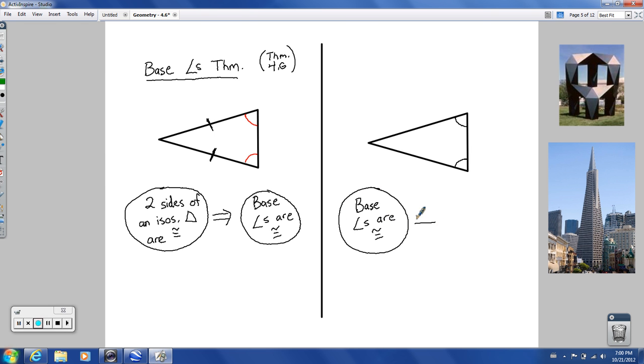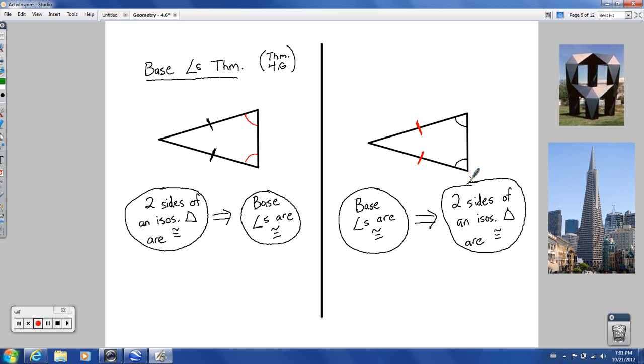Do you think that implies this other part, the two sides of an isosceles triangle, are congruent? So if these are congruent, does that mean that this has to be true? Different color, different color, different color. Here we go. Does that mean that this has to be true? Yes, it does. So that's what the theorem says, that I can reverse this, and I can now say the two sides of an isosceles triangle are congruent.